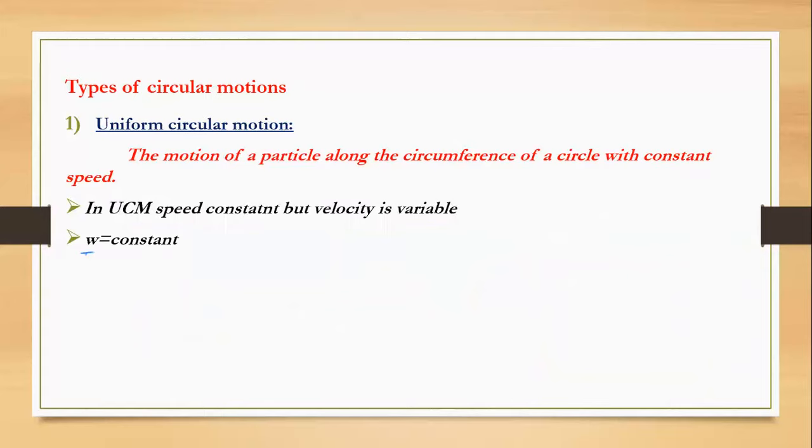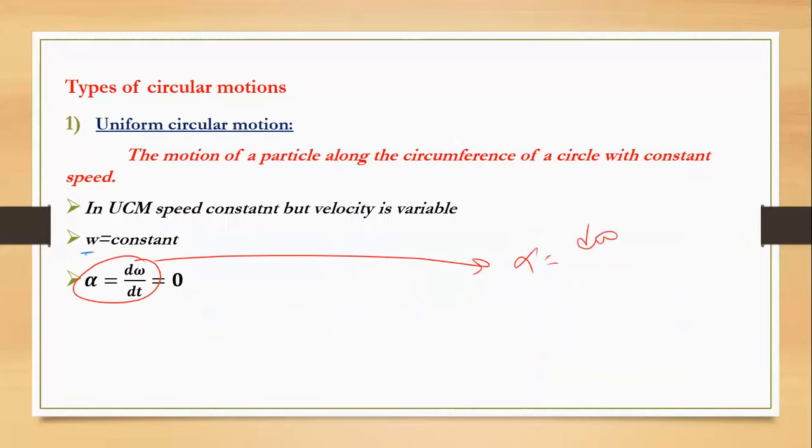Angular velocity omega is constant. Then alpha is 0. How is alpha 0? You remember one thing here. You can see the formula of alpha. Alpha is d omega by dt, or we can write (omega 2 minus omega 1) by t.